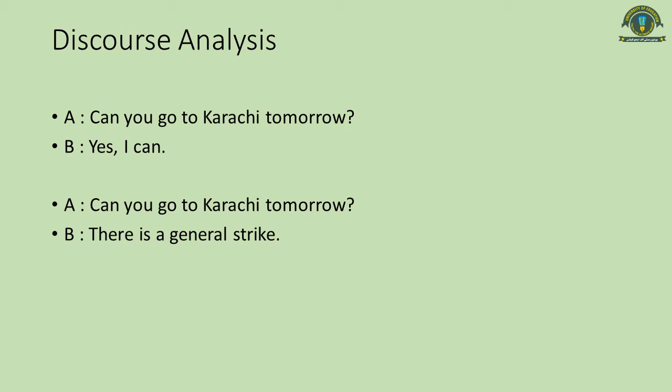However, in the following example: Can you go to Karachi tomorrow? There is a general strike. The two sentences are not cohesive because the second sentence is not linked to the first sentence in a grammatical sense. There is no repetition or obvious connection between the two sentences, but they are coherent because B replies to A's request in a sentence which gives some information implying that it may not be possible to go to Karachi. Thus, this exchange is coherent but not cohesive.